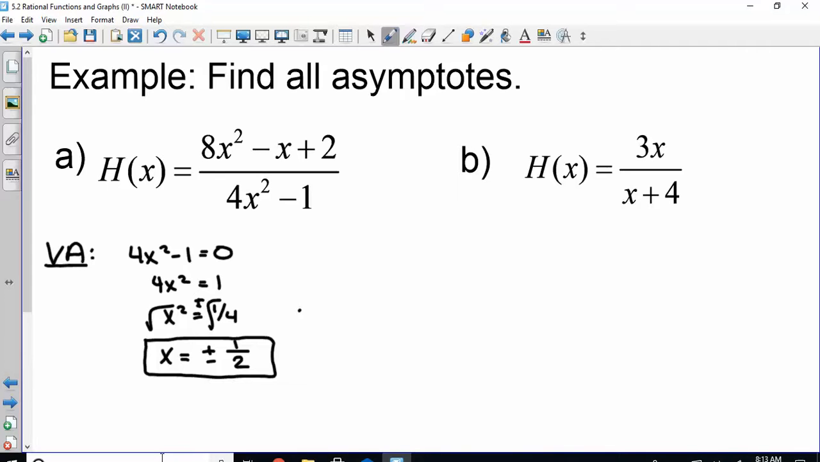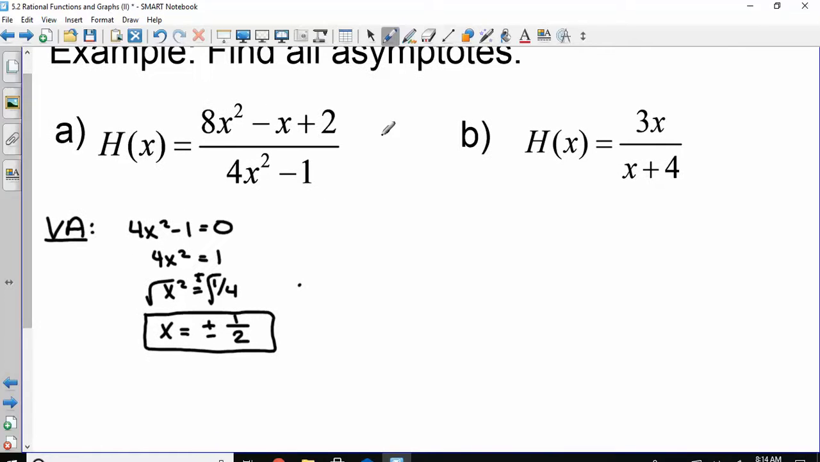1/2. I am going to require you to write these as an equation. If you just say vertical asymptote plus and minus 1/2, I will take off because it is a full line, so you have to give me the equation of the line. Vertical is x equals, everything else is y equals. Now we have to decide if it's horizontal or oblique.